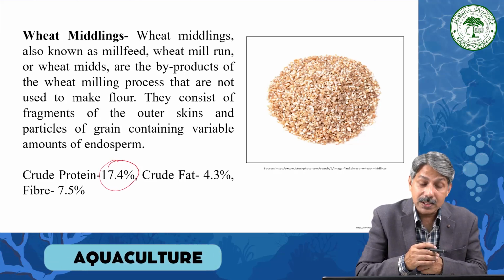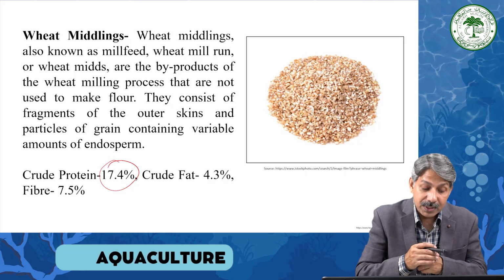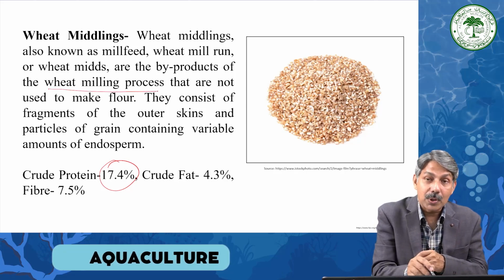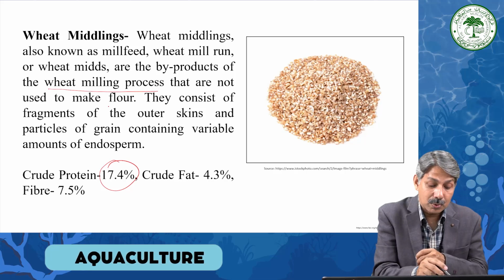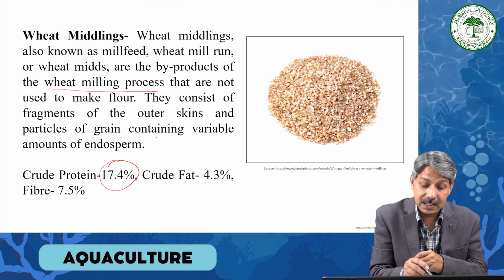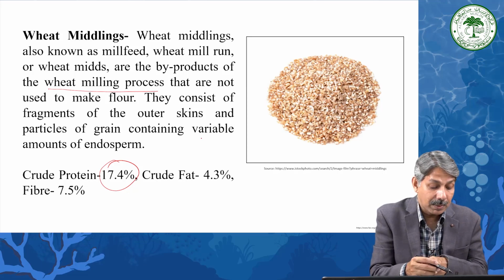Wheat middlings have a little higher protein content. Wheat middlings, also known as mill feed, wheat millrun or wheat midds, are the byproducts of the wheat milling process that are not used to make flour. They consist of fragments of the outer skins and particles of grain containing variable amounts of endosperm.